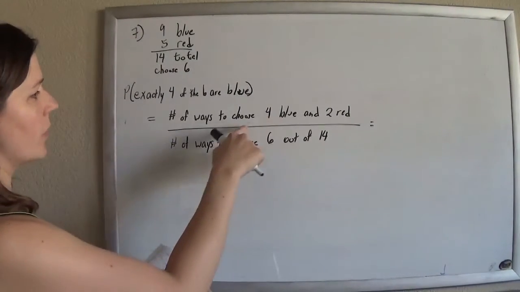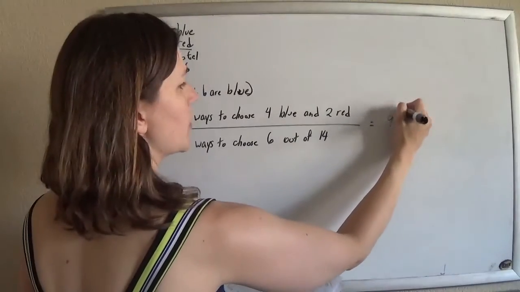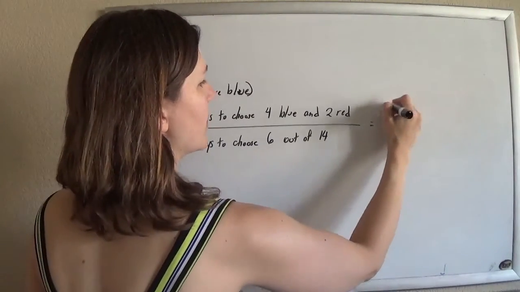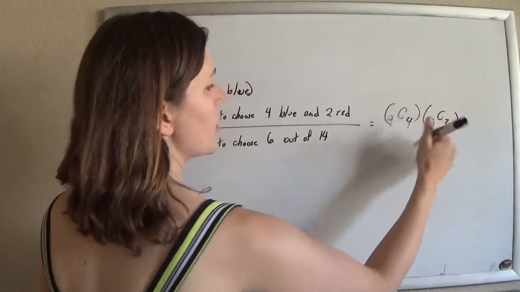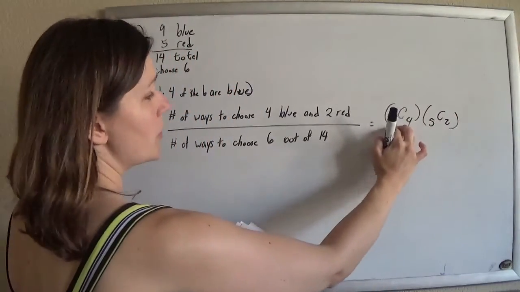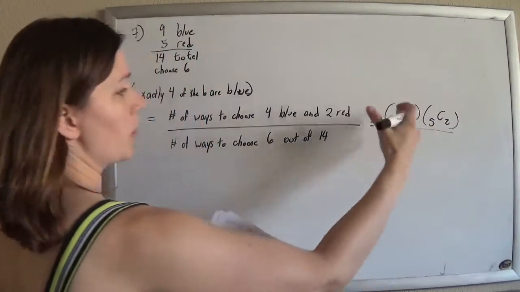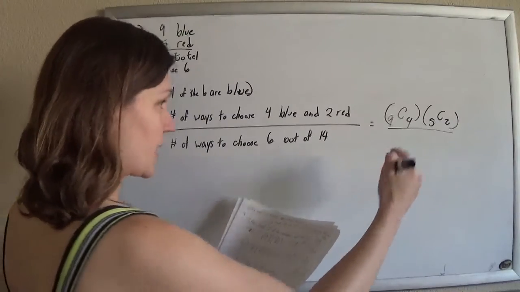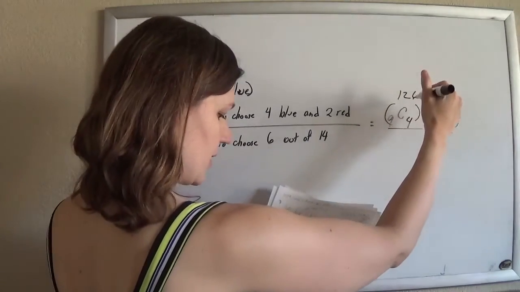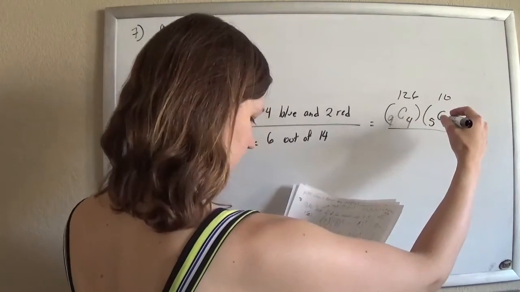So we want to choose 4 blue and 2 red. There are 9 blues and we want to choose 4 of them. And there are 5 reds and we want to choose 2 of them. So this is the number of ways to choose the blues, this is the number of ways to choose the reds, and this times that gives me the number of ways to do all that. So we do that, that's 126 times 10.